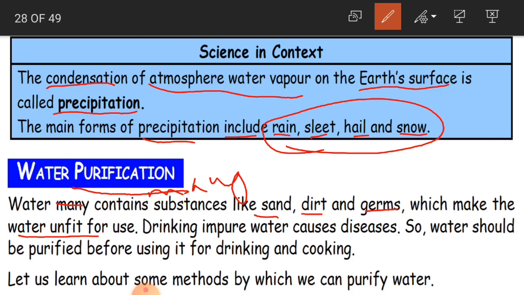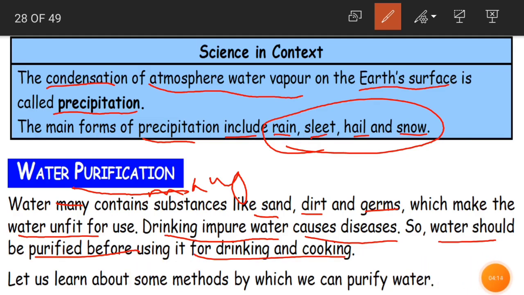Drinking impure water causes diseases. Why is water which is not pure not good for health? Because we are going to get diseases. If you drink impure water, we will get diseases. Clear, children? Like diarrhea, vomiting, sometimes fevers and all that. So you have to take pure water for drinking and for cooking purpose. Water should be purified before using it for drinking and cooking.